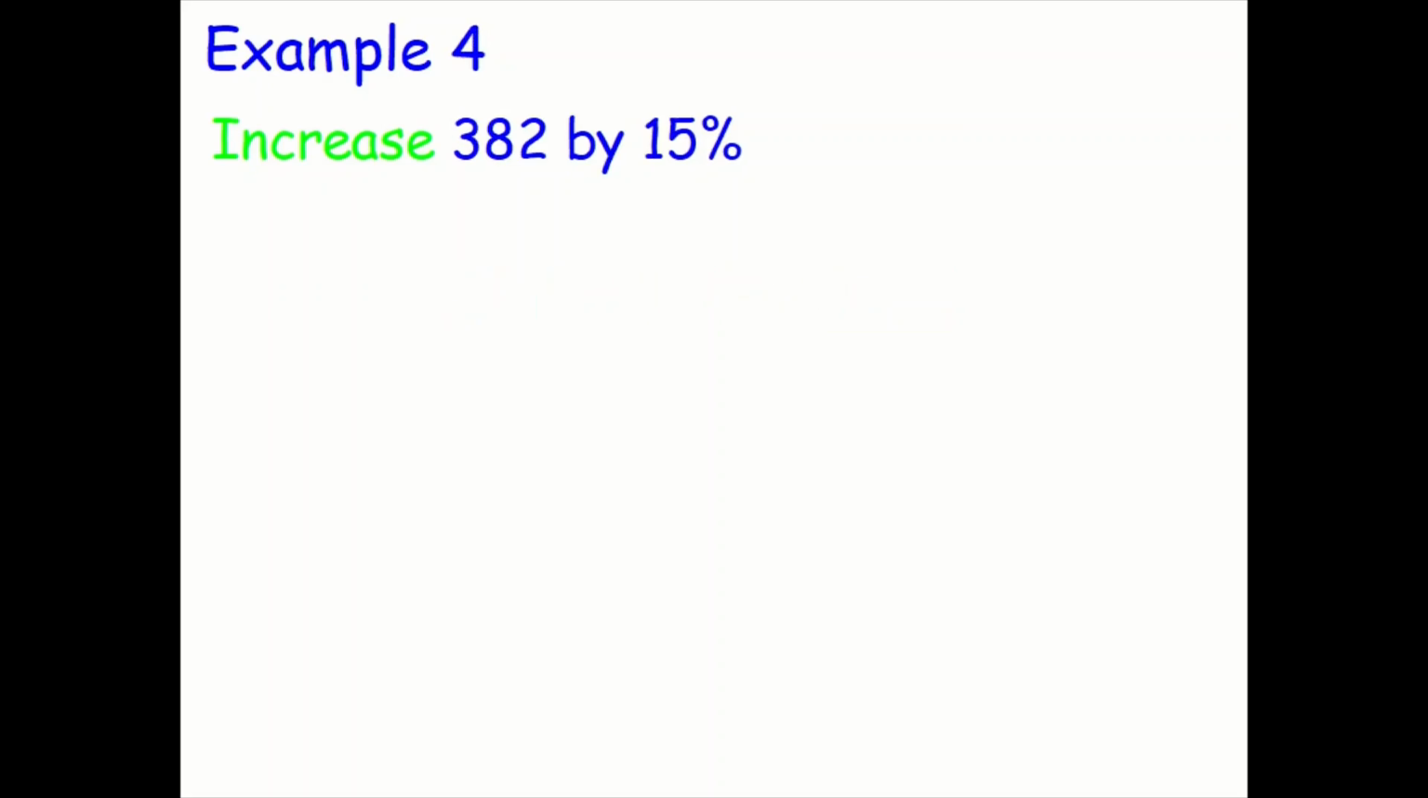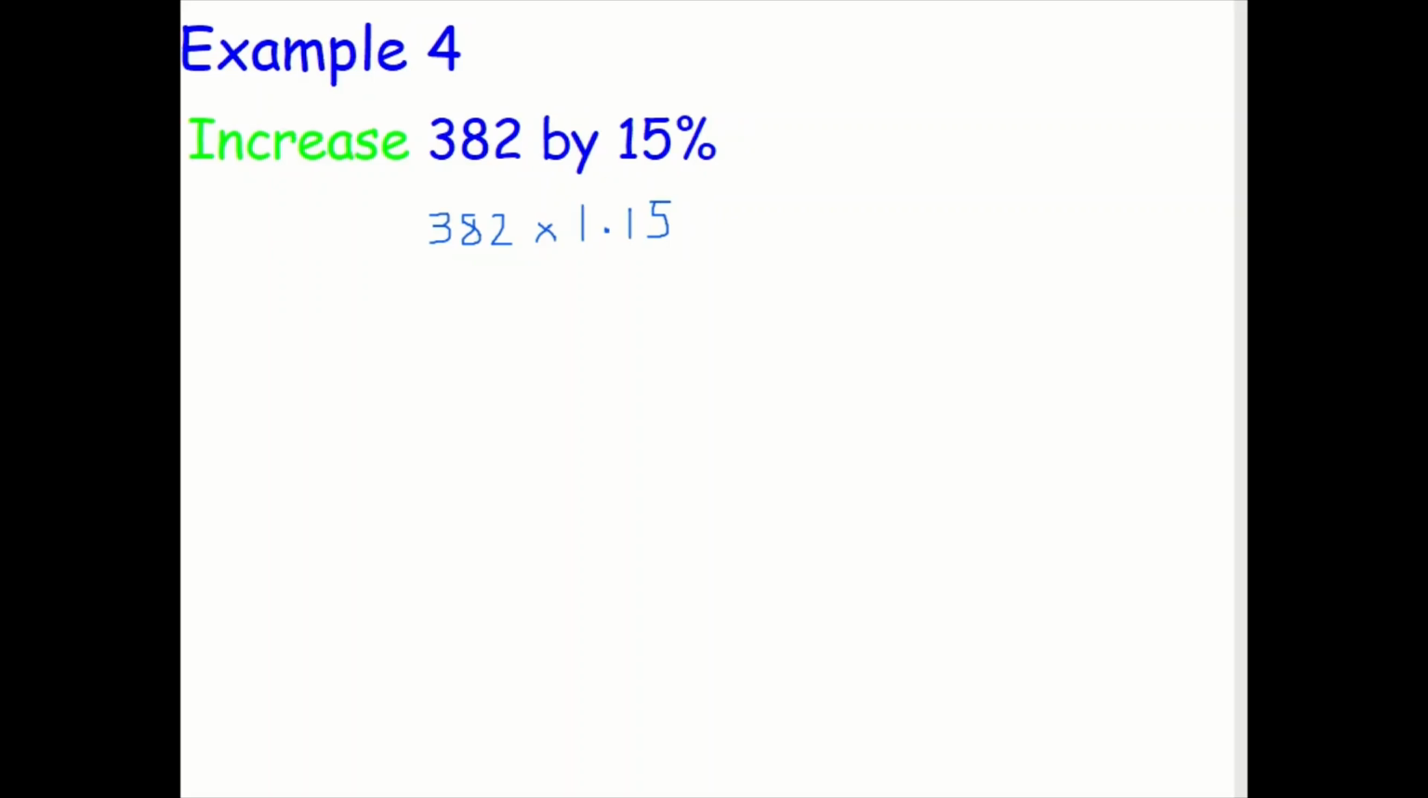Okay, example 4, increase 382 by 15%. So I'm going to do 382 and I'm going to multiply it by 1.15. If it's on a calculated paper, then you're lucky and you can just put it into a calculator. If you're on a non-calculated paper, then you need to think about using a written method.